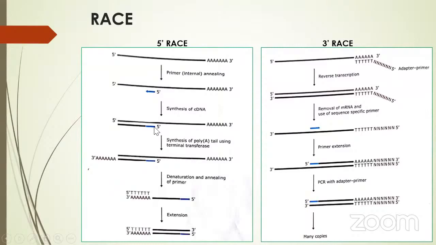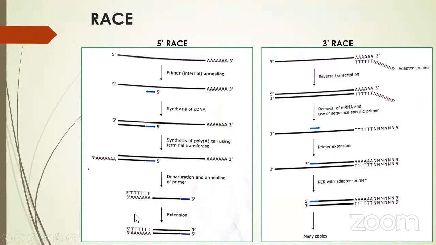That means this part will move into this region using RT-PCR, and then by poly A tailing we can add a 3' region. Poly A tailing is very common, as you know, the poly A can be added at the 3' region. So poly A tailing can be done with poly A polymerase, and then denaturation can be done to remove the upper strand, and you can now amplify using a poly T primer.